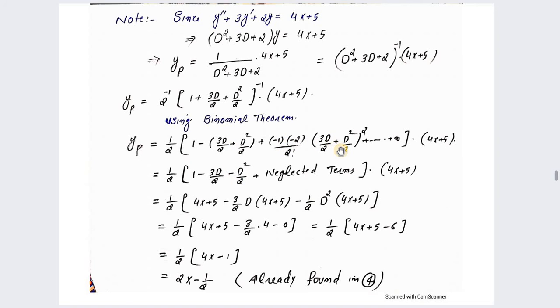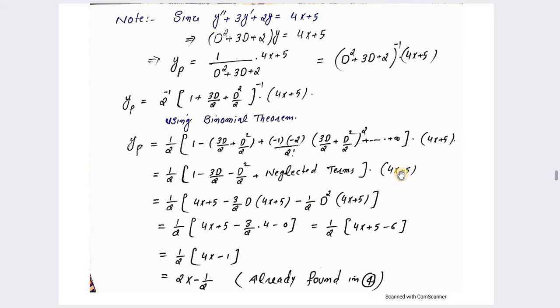All these terms will be neglected because d square and higher powers of d make the value of 4x plus 5 equal to 0. If we differentiate 4x plus 5 two times or more than 2 times, the result will be 0. That's why we ignore all these terms. So we get y is equal to 1 over 2 times 1 minus 3d divided by 2 minus d square divided by 2, and all the remaining terms are neglected.